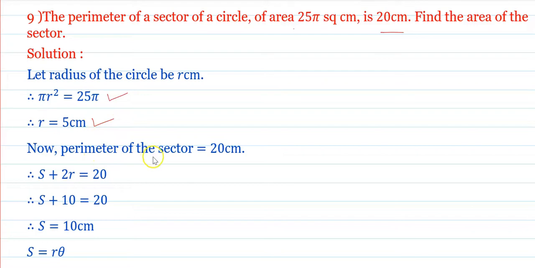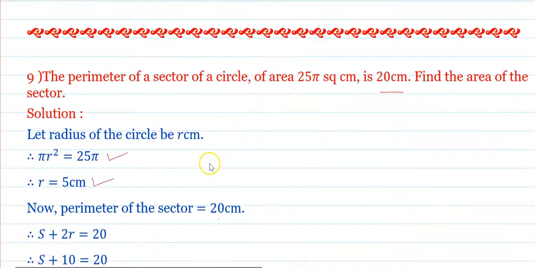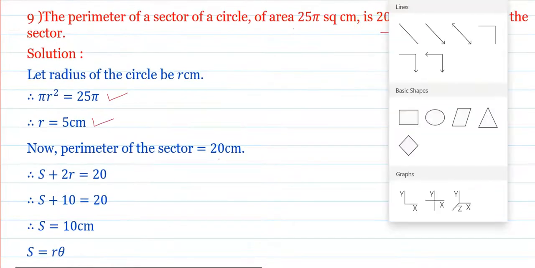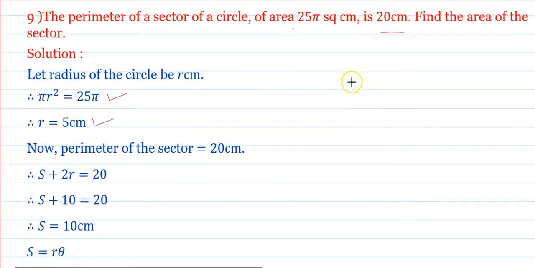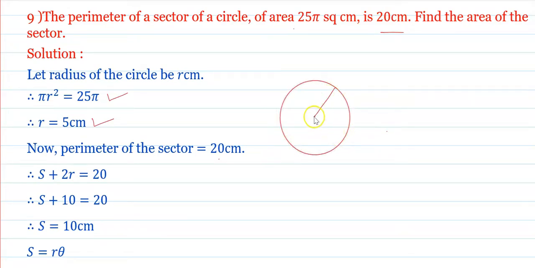Perimeter of the sector is 20 centimeter. Perimeter means what? See this here. If I consider it, this is r plus r and s. That is s plus 2r is equal to 20. R is 5, 2 into 5 is 10. S is equal to 20 minus 10. That is s is equal to 10 centimeter.